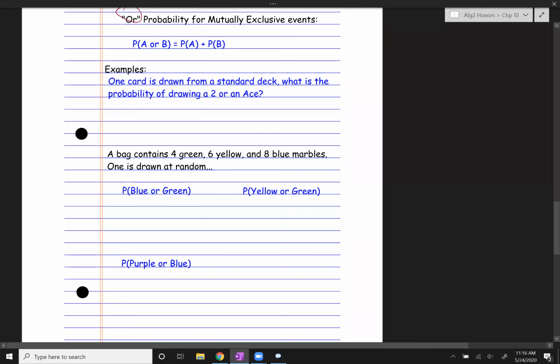All right, one card is drawn from a standard deck. What's the probability of drawing a 2? Probability of a 2. All right, so a standard deck of cards is 52 cards, right? And there are 4 2s, plus there are 4 aces.